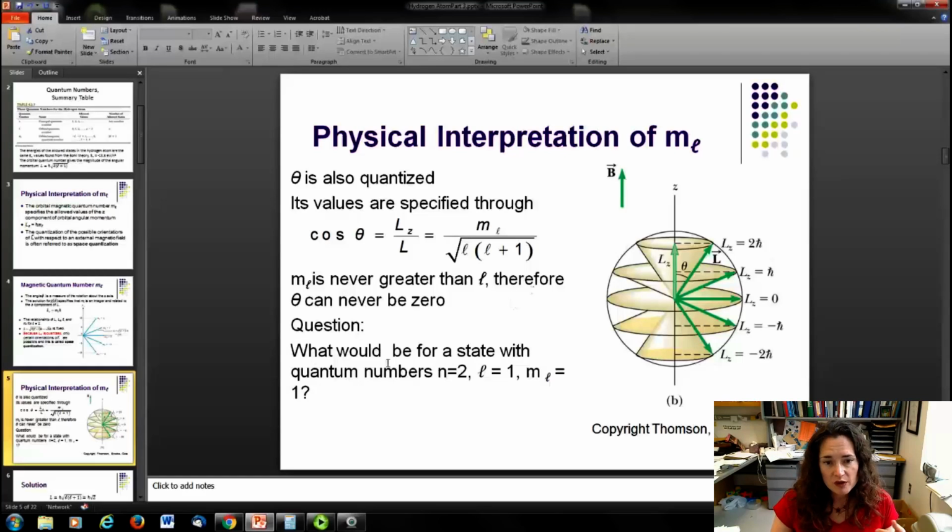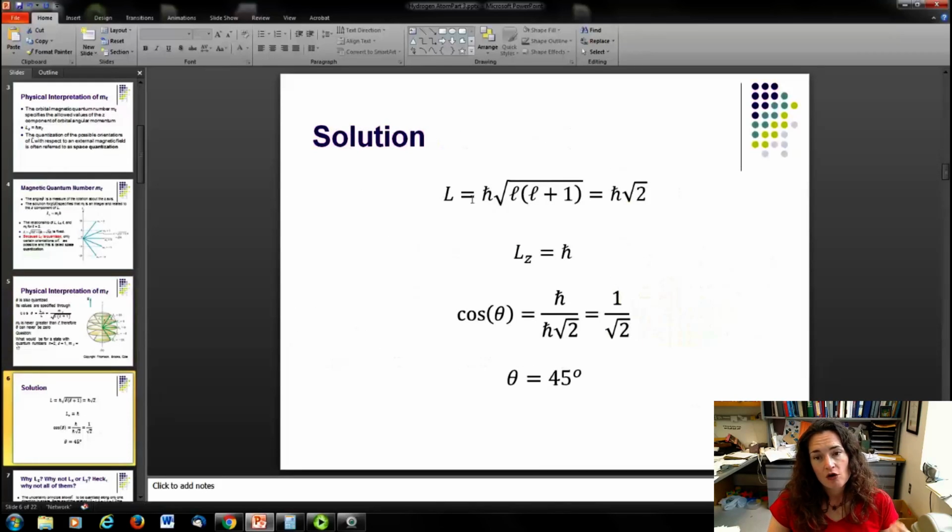So for example, what would be theta for a state with the quantum numbers n equal to 2, l equal to 1, and m sub l equal to minus 1? Well, we can solve for that, right? For l equal to 1, the magnitude of our angular momentum is root 2 times h bar. And the magnitude of m sub l being 1 means that Lz, which is equal to m sub l h bar, has magnitude h bar. So cosine of theta would be Lz over L, that's h bar over h bar times the square root of 2, which simplifies to 1 over the square root of 2. If you do the inverse cosine, you can find the angle, and that angle is 45 degrees. So for that particular state, the angle between the z-axis and your angular momentum would be 45 degrees.